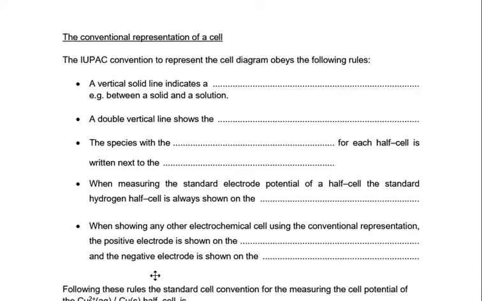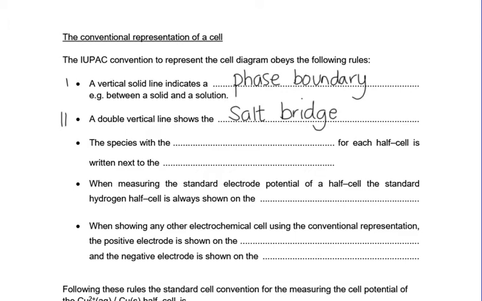A vertical solid line in this diagram is going to indicate a phase boundary. Remember that phases are things like solid, liquid, gas. So if we change phase, so if our two chemicals have got different state symbols, we're going to draw a solid vertical line between them. A double vertical line in the middle of this representation is the salt bridge. So where we've got the salt bridge, we're going to have a double vertical line. That's going to look like this, just two vertical lines. That's a single vertical line.